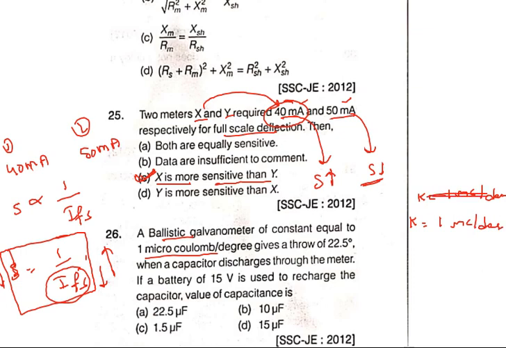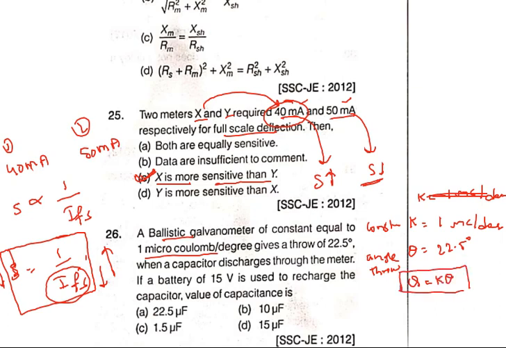Next one, gives a throw, how much is given? Angle of throw, how much is given? Angle of throw, see here, theta. Angle of throw is 22.5 degrees given. This is the angle of throw, and this is a constant value given. Okay, we know that Q equals K theta as per the given data.